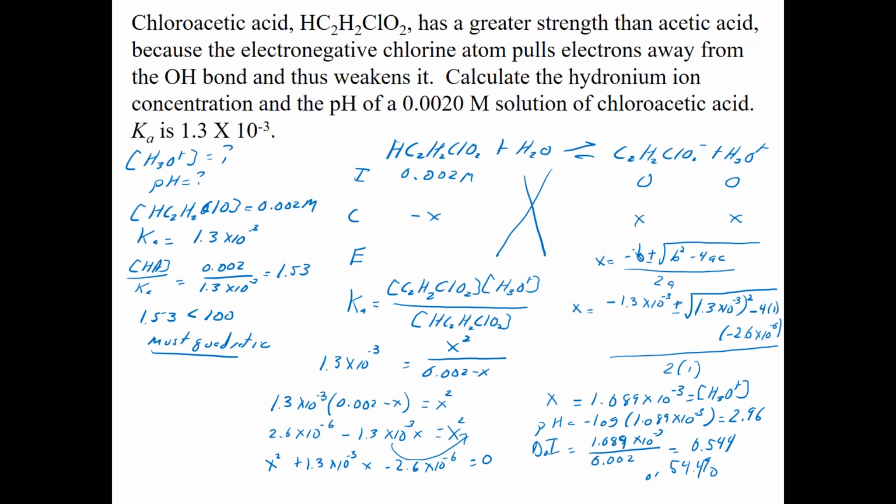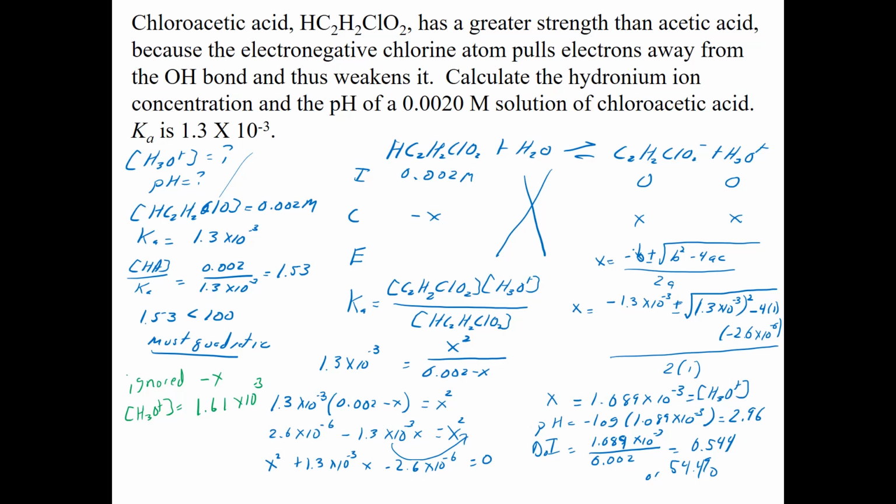Now, I want to show you this, but it's not something I expect you to do, and so I'm just basically going to tell you what the answer is. If I had ignored the minus x, I didn't actually do that ahead of time, my hydronium ion concentration would have been the square root of 0.002 times 1.3 e to the minus 3, or 2.6, would have been equal to 1.61 times 10 to the minus 3.